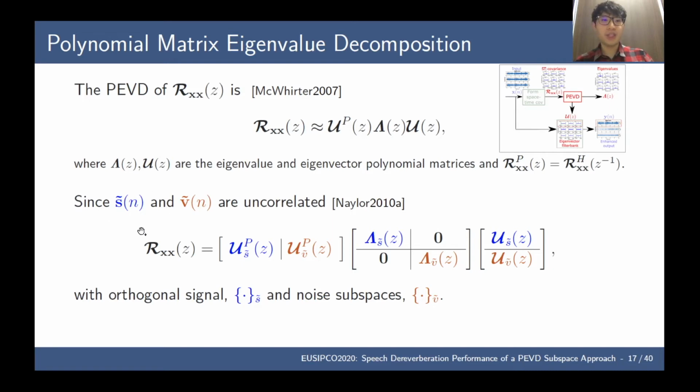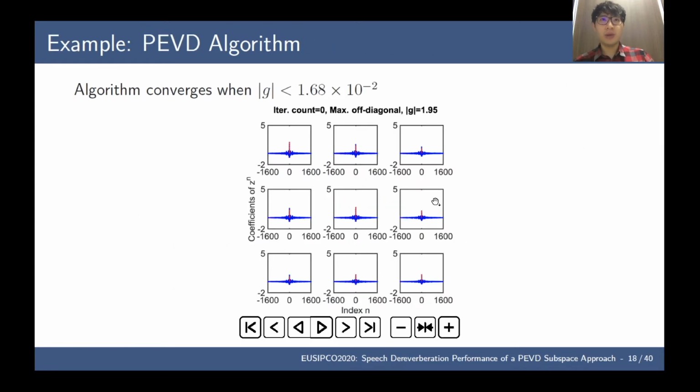Since the speech signals and noise signals are uncorrelated, the polynomial EVD decomposes the polynomial matrix into the signal and noise subspaces in blue and red respectively, and they are orthogonal. I will now demonstrate how the polynomial EVD operates using our Rxx example. The goal of the polynomial EVD is to diagonalize the polynomial matrix at all lags.